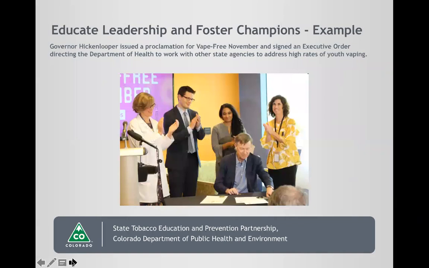His term ended in January, and in November, he issued a proclamation, Vape Free November, and signed an executive order directing the department to work with other state agencies to address the high rates of youth vaping. Here he is signing that executive order, and we've got our executive director and chief medical officer, as well as some staff from Children's Hospital that were part of the big event.